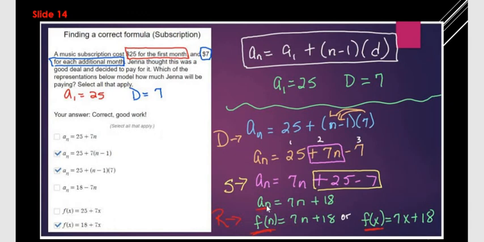So we're going to take the a sub n and replace it with f of n and make sure that this matches. Or I could take the a sub n and put f of x and make sure this x matches this. Now I'm going to look at all of these over here, see which one matches, and as you can see, these three that you have right here match. It doesn't matter if you put the 18 first, and if you put 18 plus 7x or 7x plus 18, it means the same thing. So these are your only three choices right here.